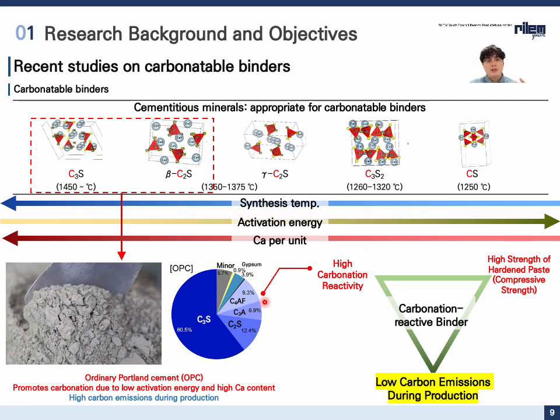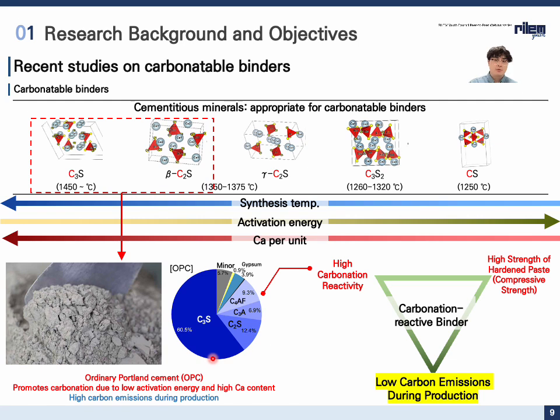This slide outlines the critical parameters that influence the suitability of various cementitious minerals as carbonatable binders, emphasizing synthesis temperature, activation energy, and calcium content. Minerals like C3S, beta-C2S, gamma-C2S, C3S2, rankinite, and CS wollastonite differ in these characteristics, affecting their carbonation reactivity and mechanical strength.